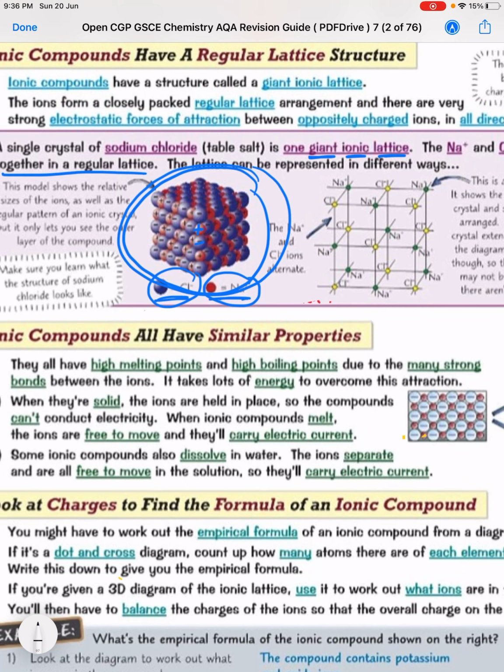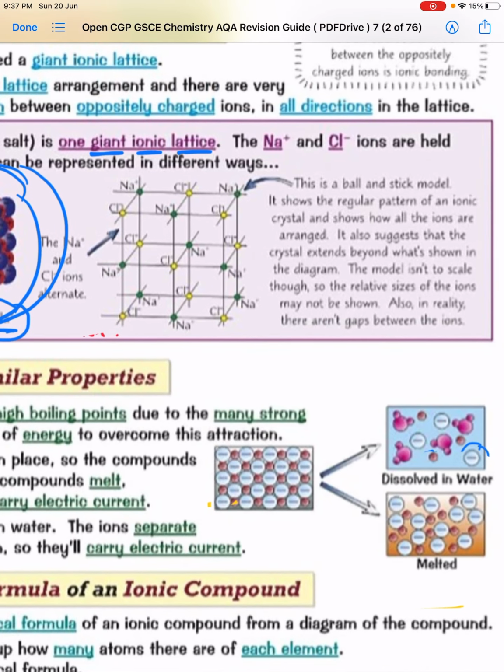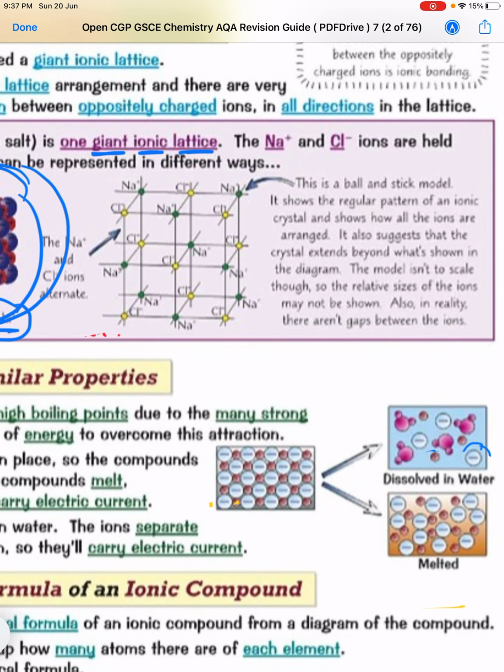Now, the best way to model these is the ball and stick model. If you look at this model here, sodium is represented with the green balls, chloride with the yellow balls, and they are joined together by sticks, as you see here. This is called the ball and stick model.